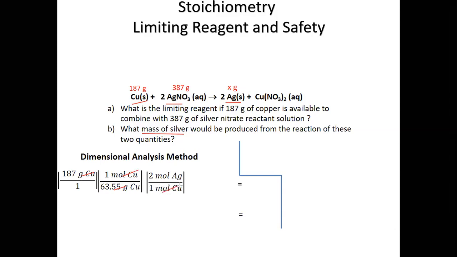Next, what we'd like to know is, what mass of silver is that equivalent to? You simply use the molar mass for silver to do that. For every 1 mole of silver, there's 107.87 grams of silver. Mathematically, this would produce 635 grams of silver if we started with 187 grams of copper and all that copper was used up.